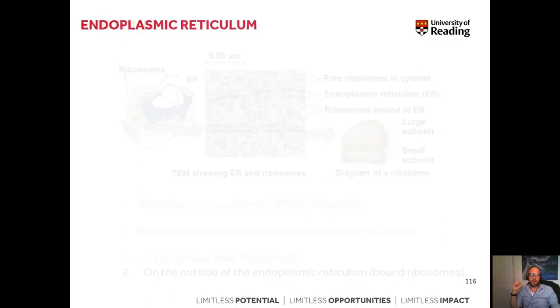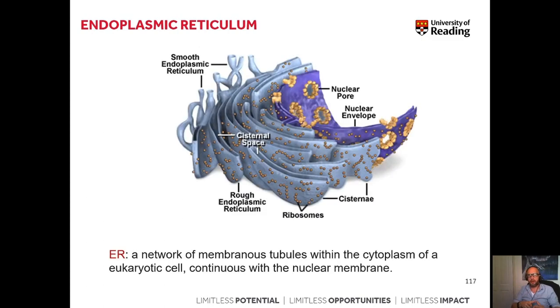Those are bound ribosomes. So what does the endoplasmic reticulum look like? The reticulum is a network of membranes or membranous tubules within the cytoplasm of a eukaryotic cell, and they are attached to the nuclear membrane, which you can see here quite nicely. So most of those ribosomes producing proteins can be found there.